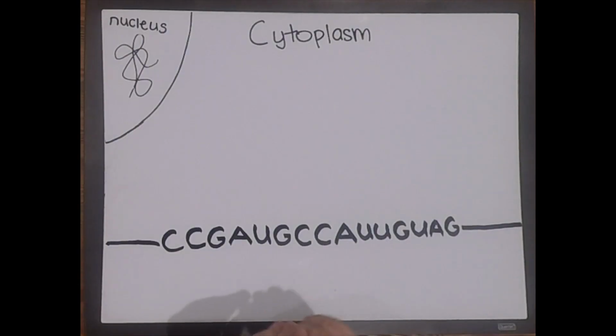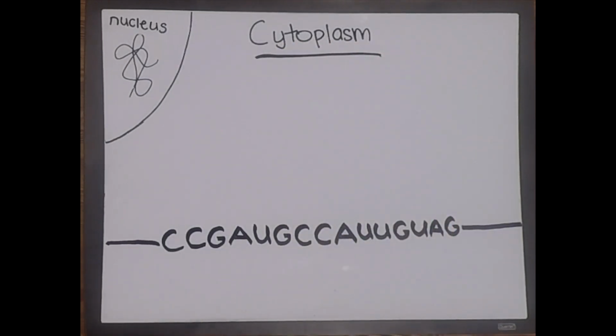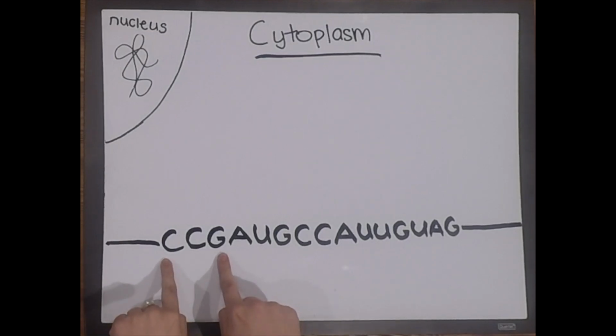We start our process with a strand of mRNA that is located in the cytoplasm of a cell. The mRNA is comprised of 4 nucleotides: adenine, guanine, cytosine, and uracil. The nucleotides are arranged in sets of 3. Each set of 3 is called a codon.